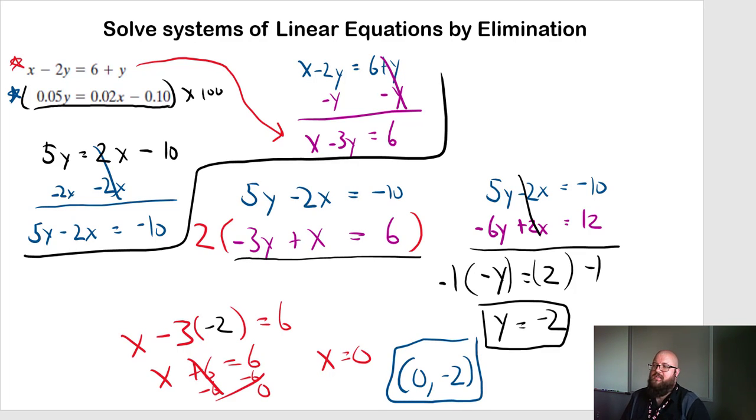Alright guys, so that's solving systems of linear equations by using elimination. Altering the equations and eliminating them is a little bit easier than having to solve for a variable and plug it back into another equation. Sometimes it's easier to work with, sometimes substitution is easier to work with.